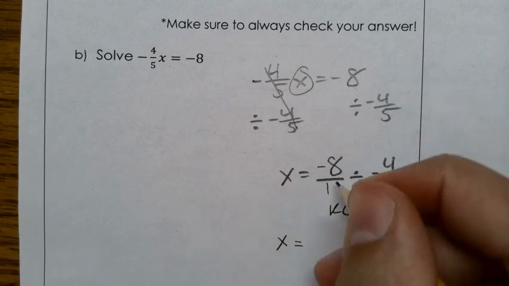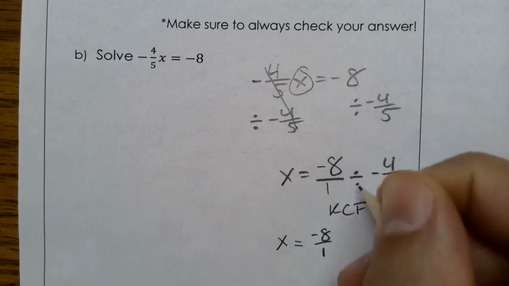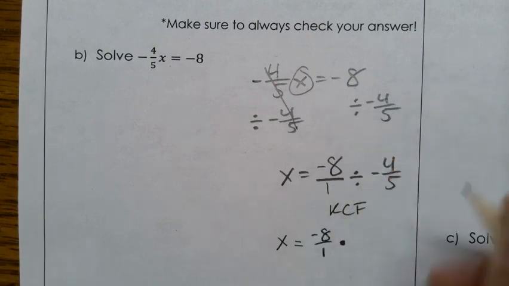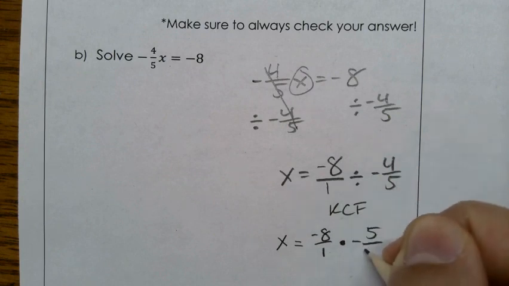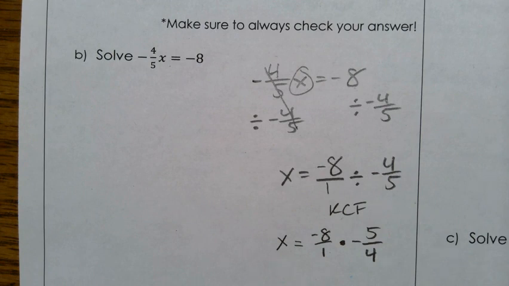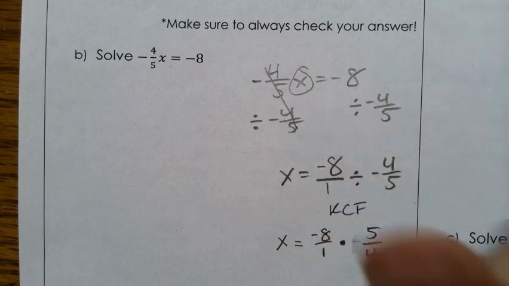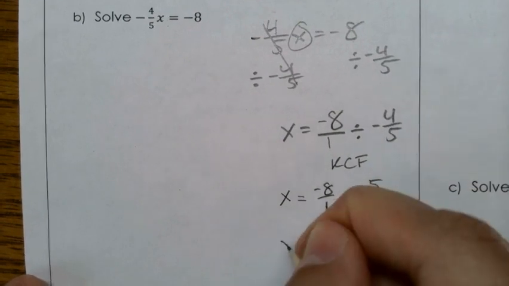Okay, then we can keep the first one, change the sign to multiply, and then flip the last one. And then we can go ahead and multiply straight across like normal. Remember, if you have a negative fraction, put that negative on either the top or the bottom, not both. So I'm just going to move it to the top there. And then we can multiply.